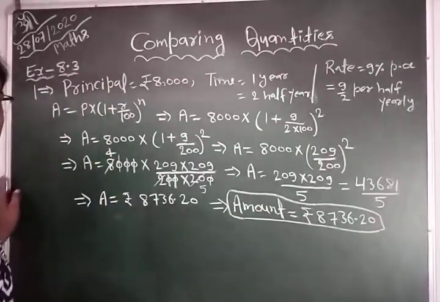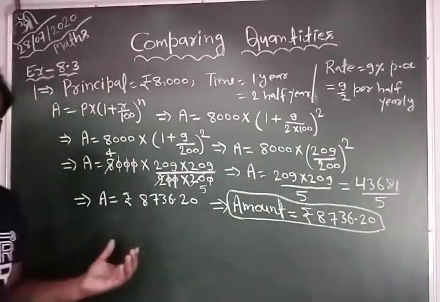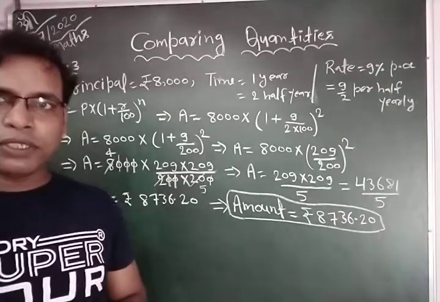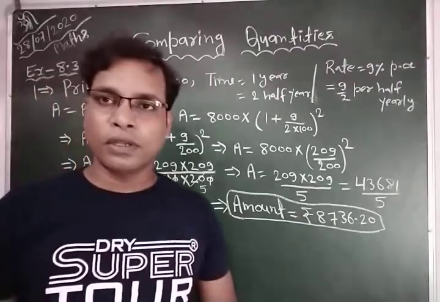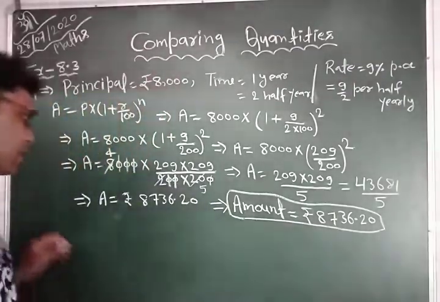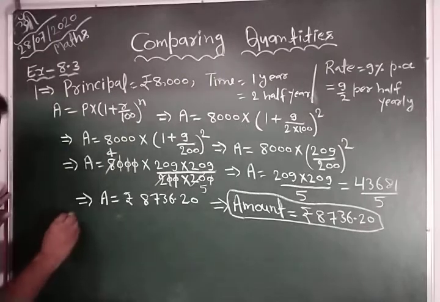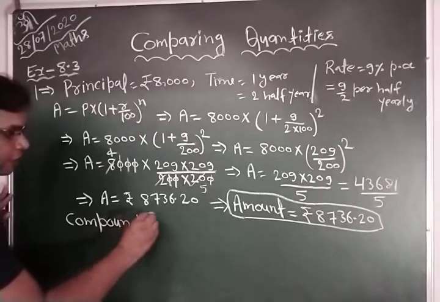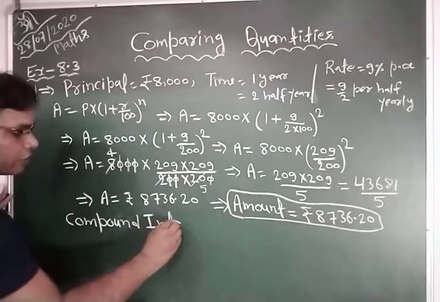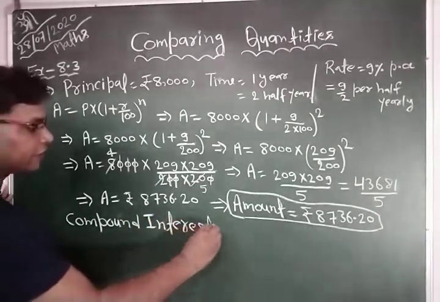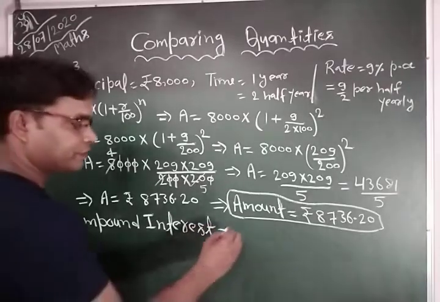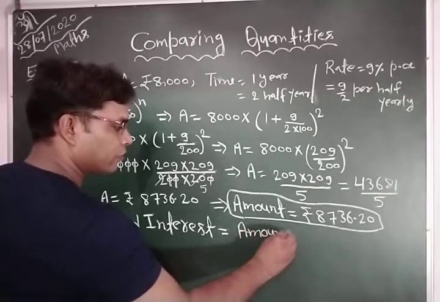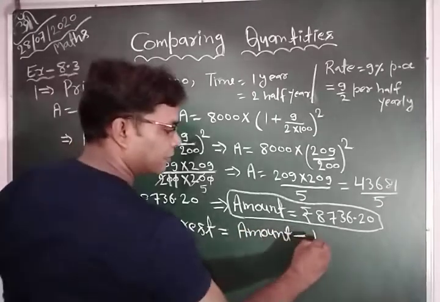Now we are going to find the compound interest. You know, compound interest is equal to amount minus principal. Okay, so you use here compound interest. This is equal to amount minus principal.